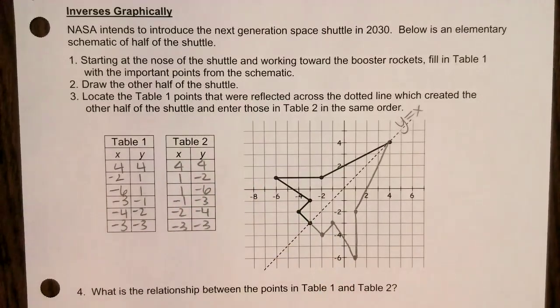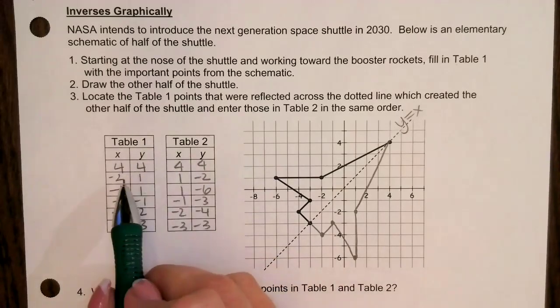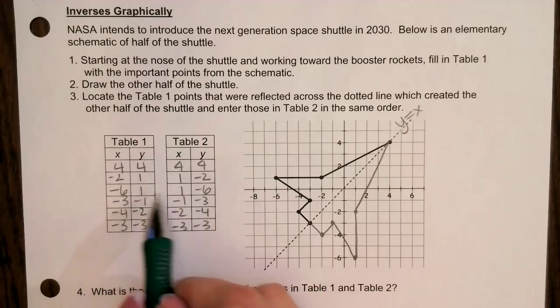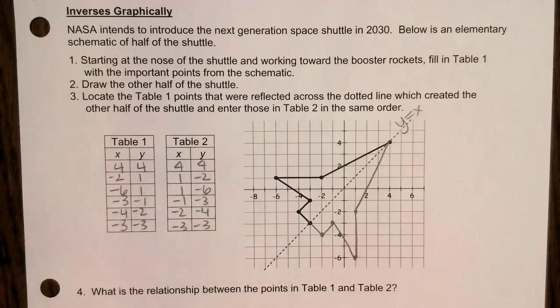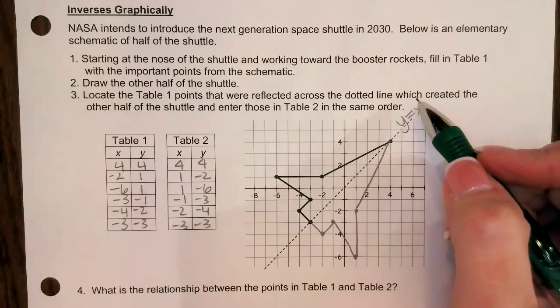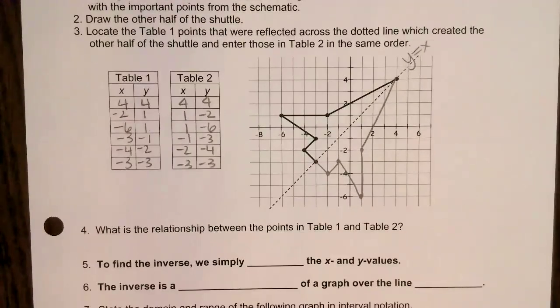All right, if we look at our two tables now, you should recognize something. So the 4, 4 is hard to see because that's the same. But on our next one here, we went from -2, 1 to 1, -2. And -6, 1 to 1, -6. So my x values and my y values have switched. That's what an inverse is, when we're switching the input and output values of a function. So right here, x is our input, y is our output, and we have switched them. You can also know an inverse because it is the reflection across this y equals x line.